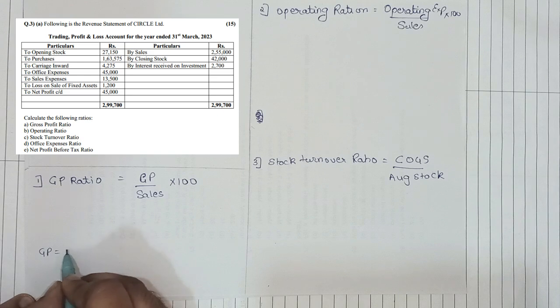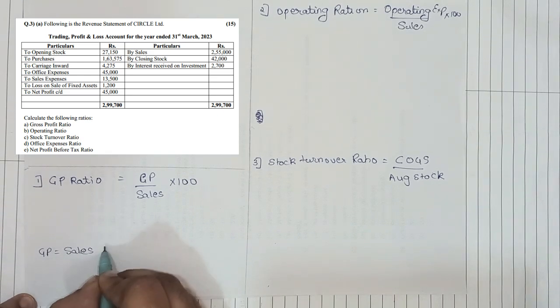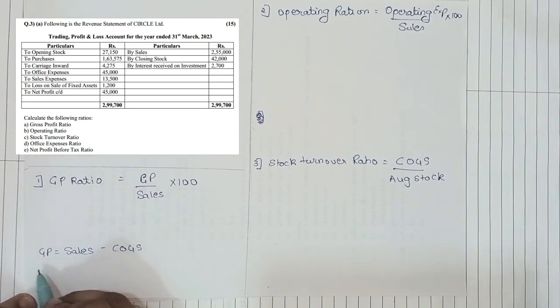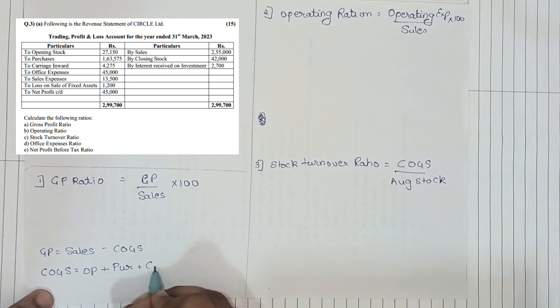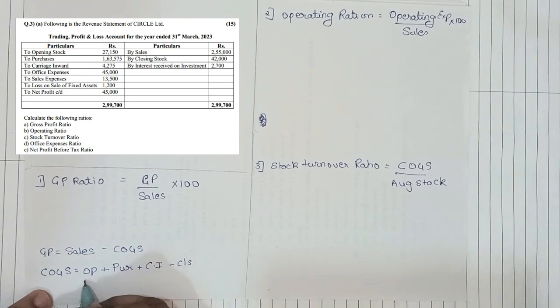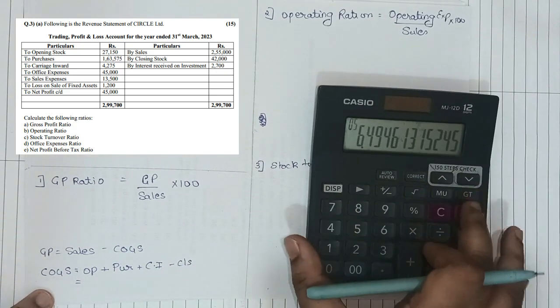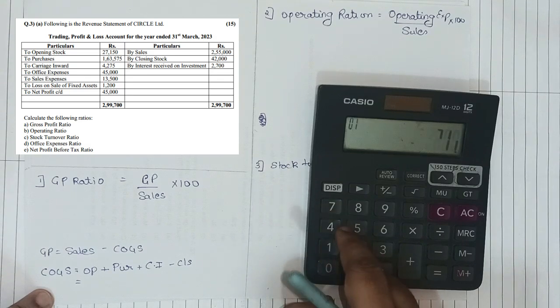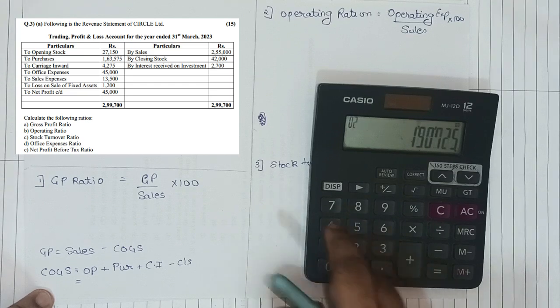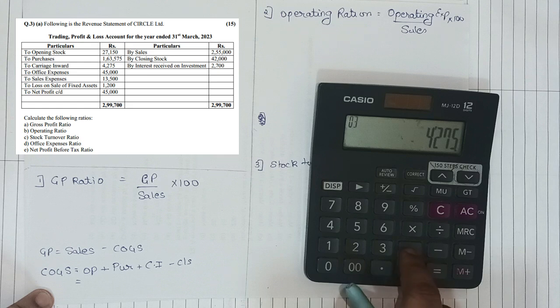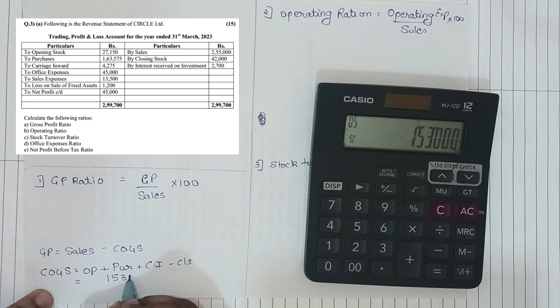Now gross profit is sales less COGS. Now sales is directly equal to 250. So we need to first find COGS. So COGS is basically the opening stock plus purchases plus carriage inward less closing stock. So we will put that in the calculator. Opening is 27,150 plus purchase is 1,63,575 plus 4,275 carriage inward minus closing stock 42,000. So that comes to 1,53,000.